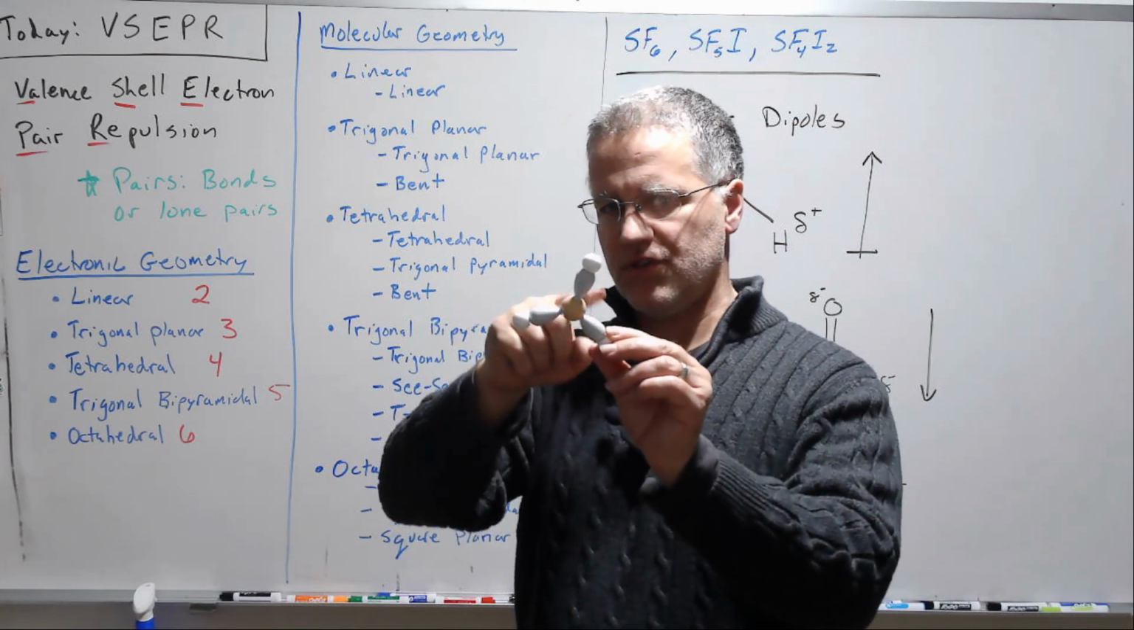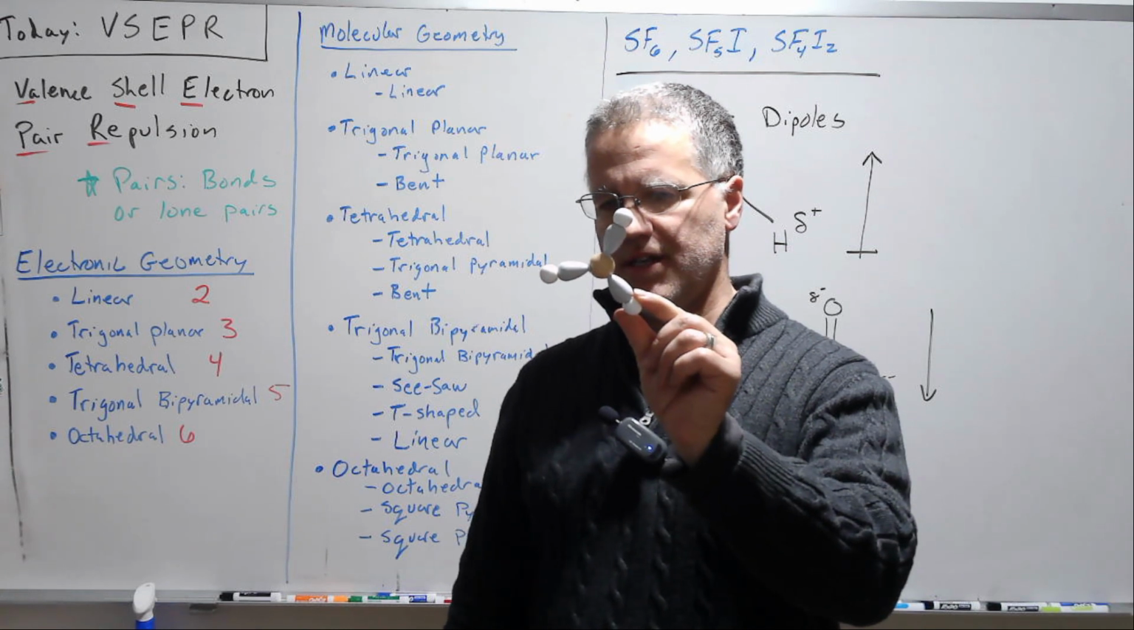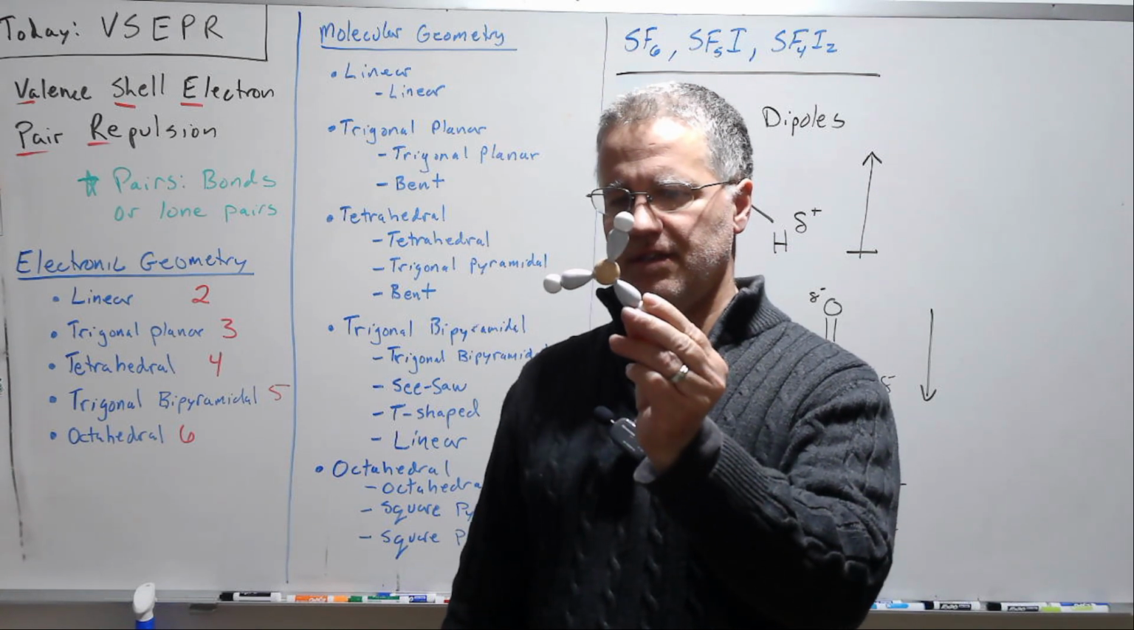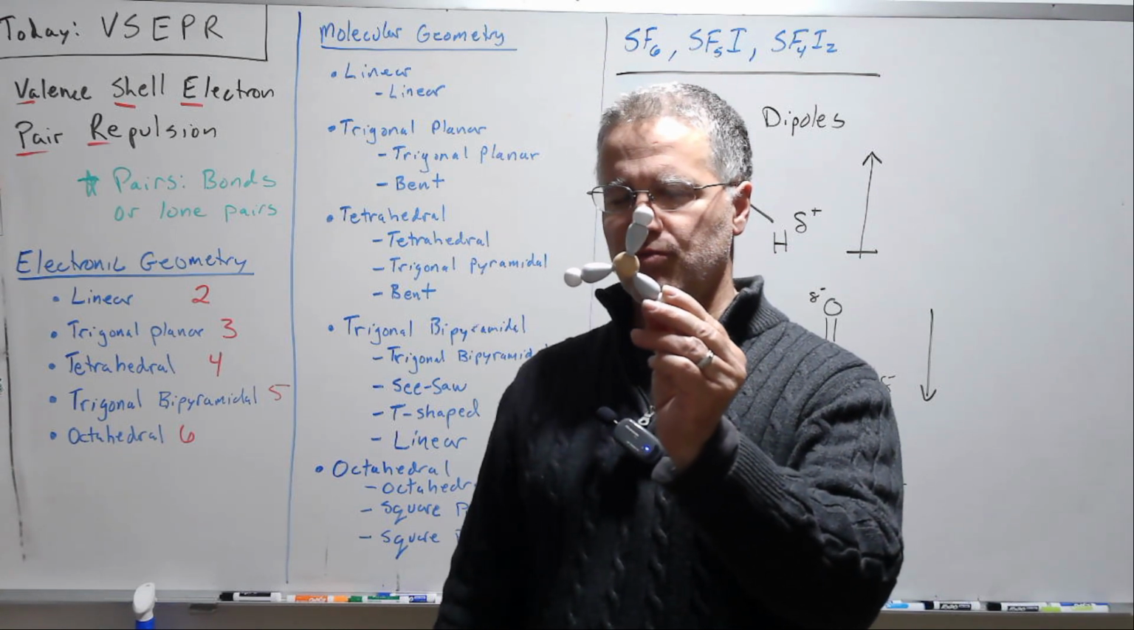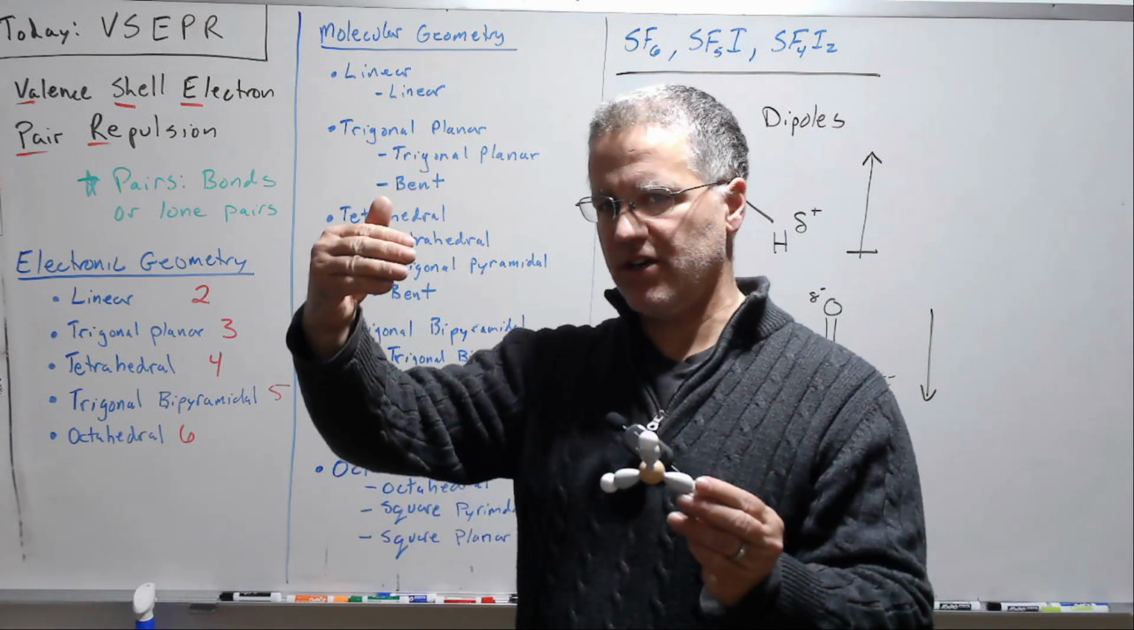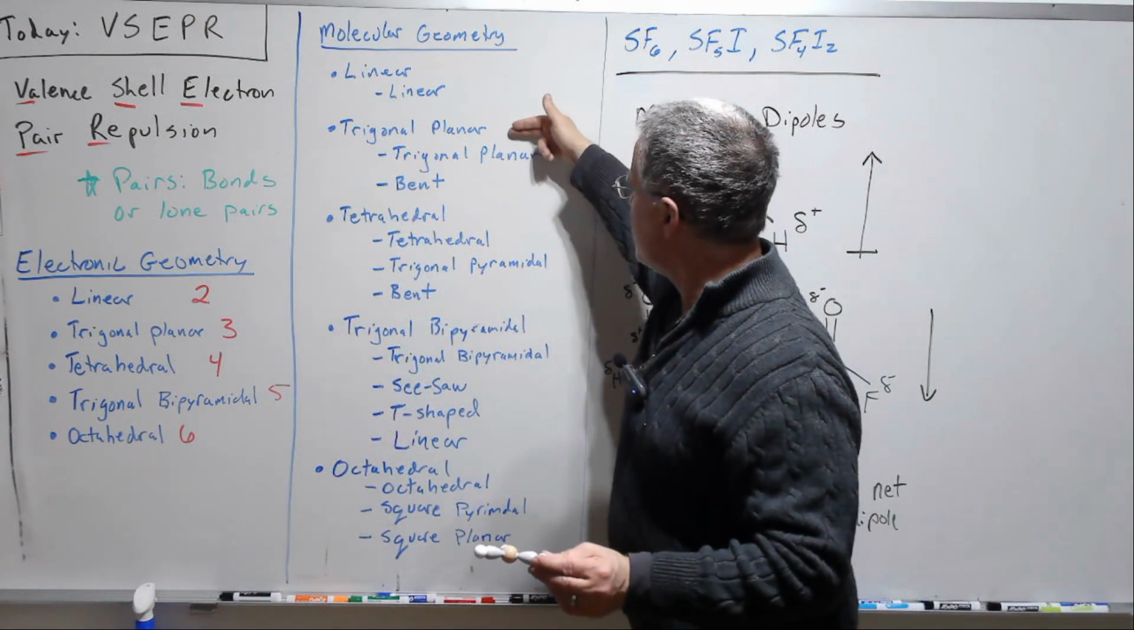Okay, now let's look at trigonal planar. If all of the sources of electron density are bonding pairs, then we call this trigonal planar. So it would be trigonal planar, trigonal planar.